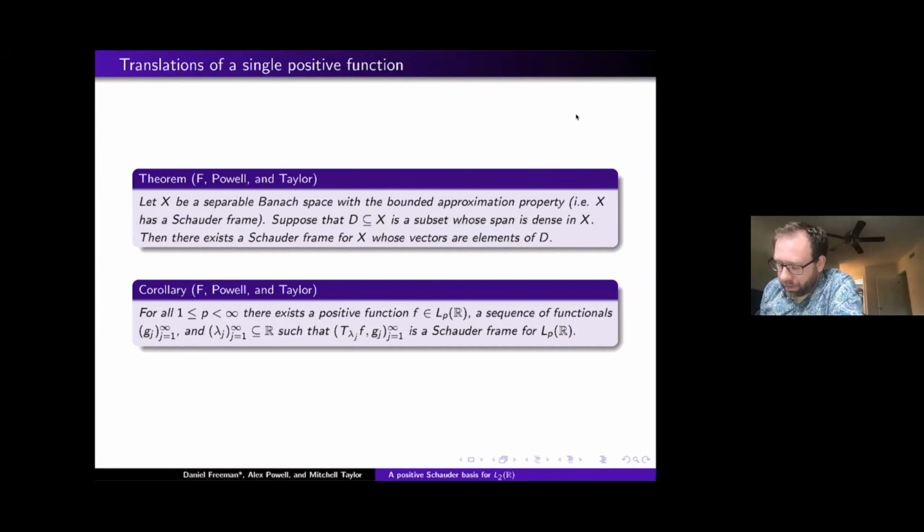And we proved that for any f in L^p, for any p, you can find a sequence of functionals and a sequence of constants to translate by, so that we get a Schauder frame of translations of a single positive function. And this follows from a general theorem that we proved.